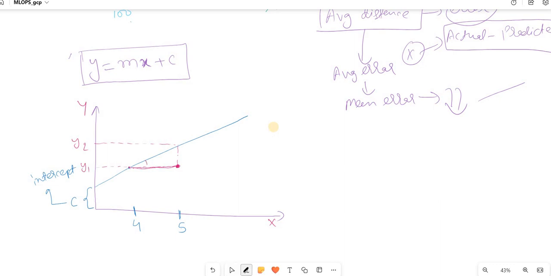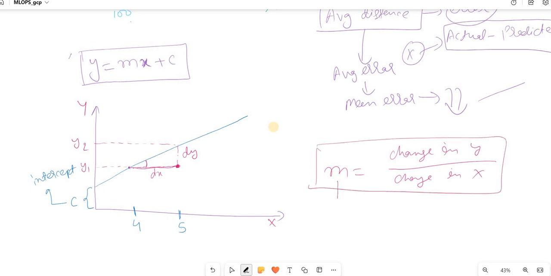So you can see this angle. The slope says dy here, and dx here. This change in y, dy, do not understand it as differentiation or any mathematics, just change in y and change in x. So m is equal to change in y upon change in x, and we also say it as the slope.